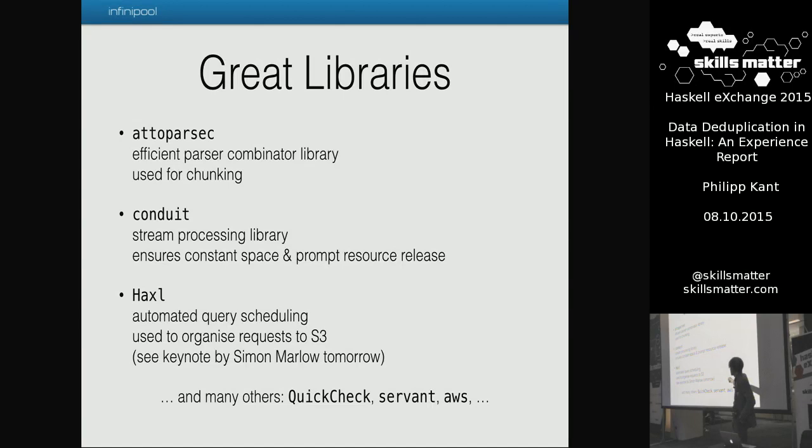And Haxl is also a library that was very good for us. It was announced while we were starting to implement our program. And it's there to allow you to schedule requests to different data sources automatically. So you write your requests and perform computations with them. And the library basically analyzes automatically which requests depend on results from other requests. And then it can schedule all the requests that are not depending on each other in parallel to amortize your latency. And that was very useful.